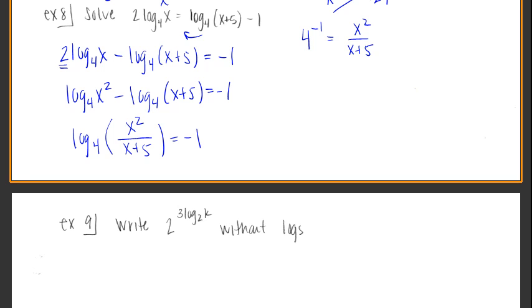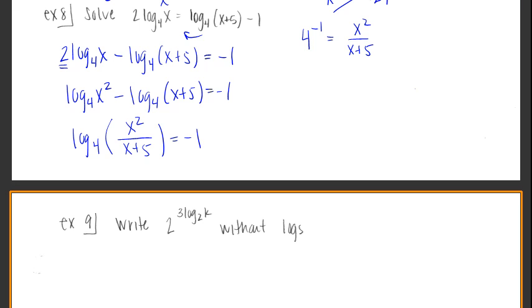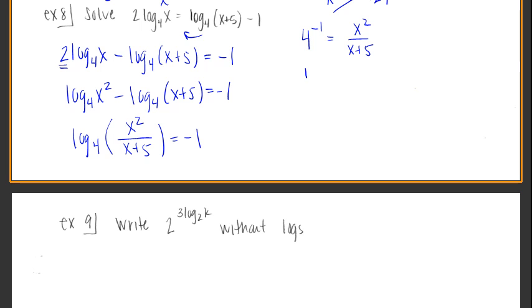So 4 to the -1 is equal to x squared over x plus 5. Now, at this point, I can multiply both sides by x plus 5 and clear the fraction, but I realize 4 to the -1 is a fraction. It is actually 1/4. And sometimes the easiest way to solve when you have a fraction equal to a fraction is cross multiplication. So let's multiply those two together and multiply those two, and that's going to get rid of our fraction. So we'll have 4x squared is equal to 1 times x plus 5, which is x plus 5.